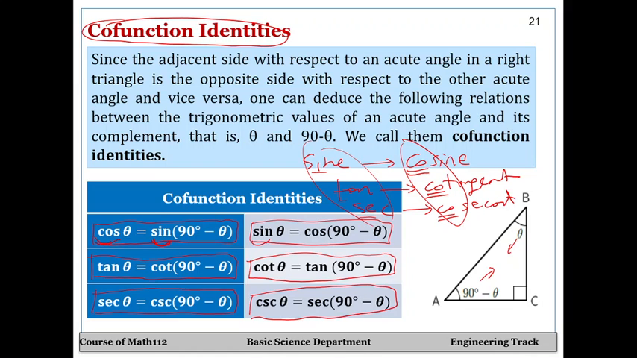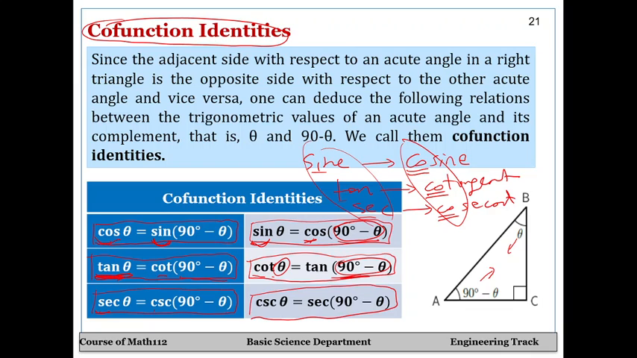Sine theta is equal to cosine 90 minus theta, the complement of theta. Tangent is equal to cotangent 90 minus theta. And secant is cosecant 90 minus theta. In the same way, you can switch the places of tangent and cotangent and get the same things here. We have 6 equalities, and they're all about the complementary angles.